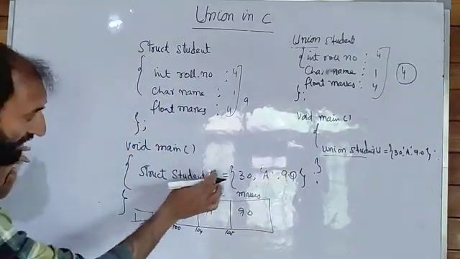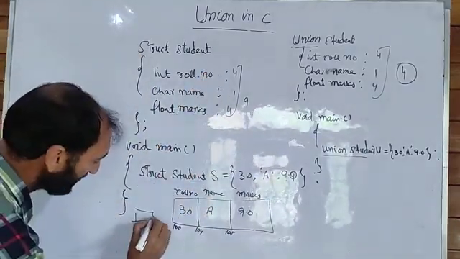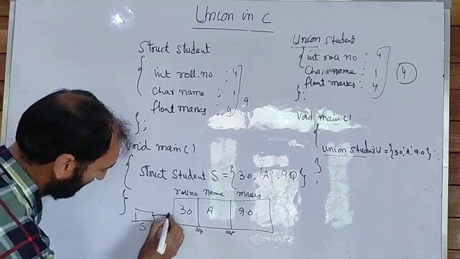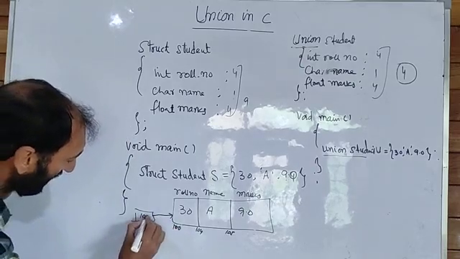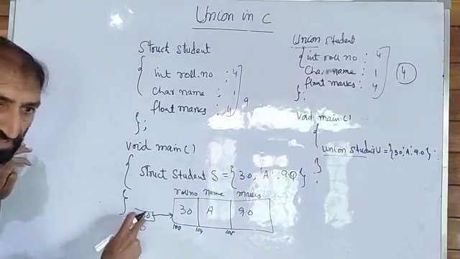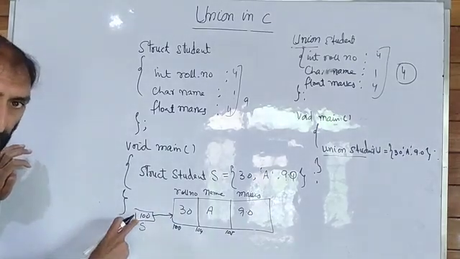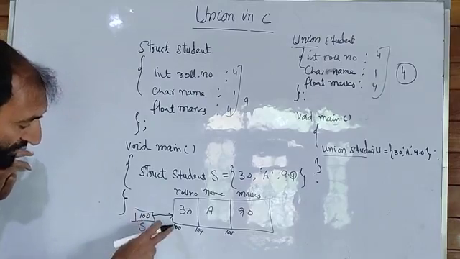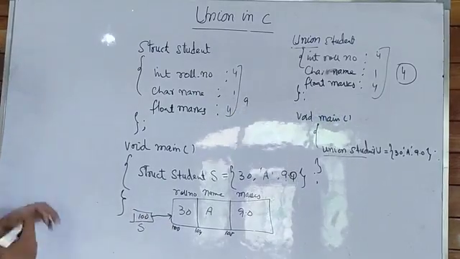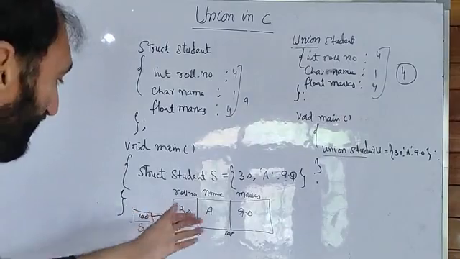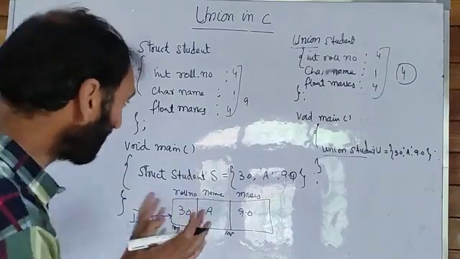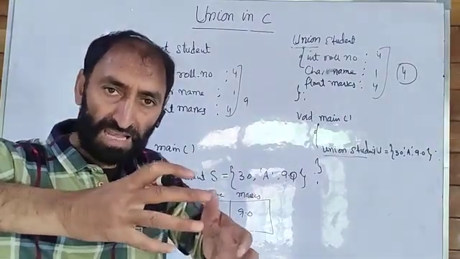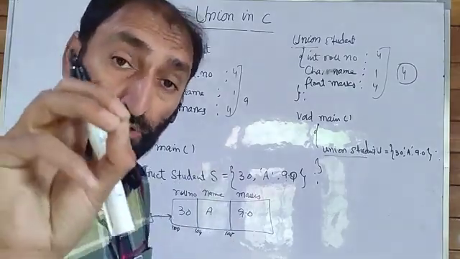And S is the variable of the structure type. We know that S acts here as an internal pointer. That means it contains the address of the first byte. S contains the address of the first byte, so the address of the first byte is 100. So how are these members going to be accessed? Now we know that structure members are accessed through their variables by using the dot operator.